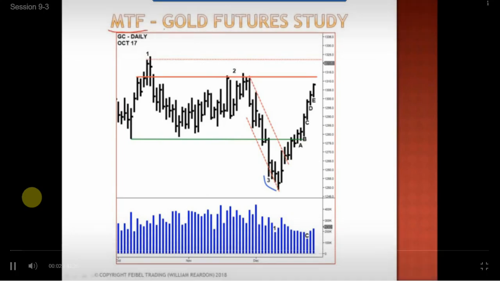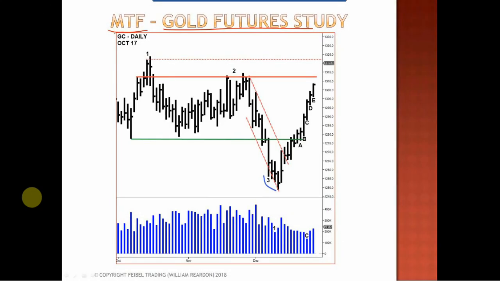Multiple timeframes, gold futures study, contract GC. Now, we are going to pick things up here, and we're using 4 timeframes, and we're going to trade them. So let's begin. Firstly, we have the daily time frame. This is our highest time frame.